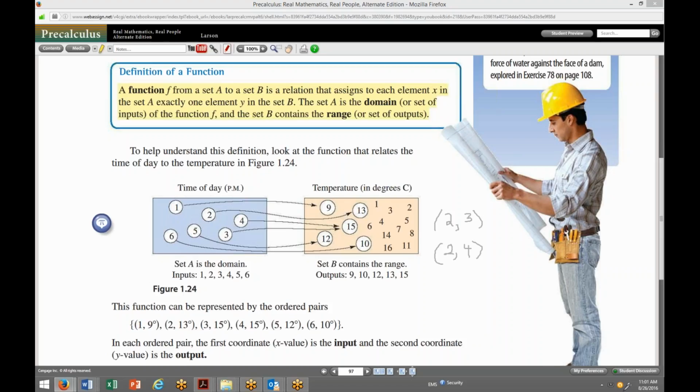It might be the same, for instance, at 2 o'clock in the morning as it is at 10 o'clock at night. So if the temperature was 50 degrees both at 2 in the morning and at 10 at night, and you go backwards from the temperature to the time of day, you got a problem. Because for that one temperature of 50 degrees, it can go to 2 different times, 2 a.m. and 10 p.m., and then, okay, you don't have a function.